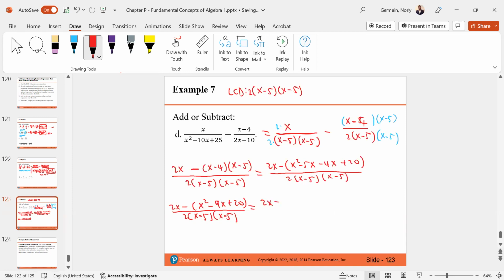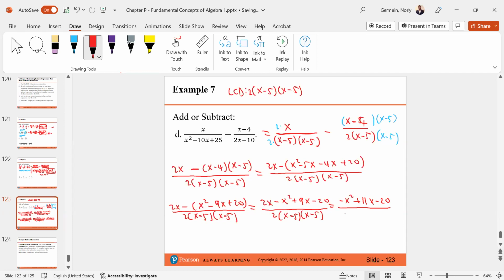2x minus, parentheses, you need to distribute the negative, plus 9x minus 20, over, because we distribute the negative, x minus 5 times x minus 5. Now we have negative x squared plus 11x minus 20. If you want, you can even factor the negative. But do we really need to? Is it really worth it to factor the negative? Yeah, if we want to.